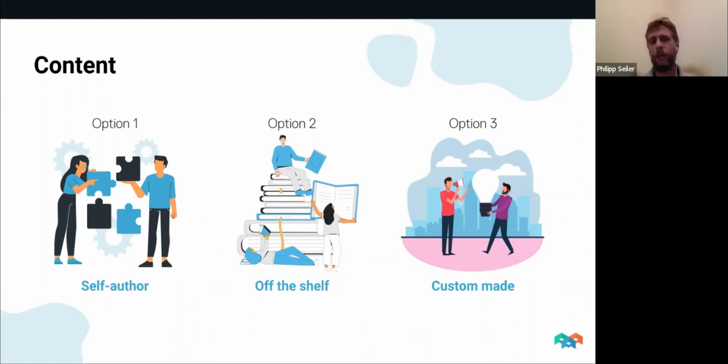Probably out of all of them, custom made is most likely the most expensive, least flexible, most time consuming. Off the shelf is certainly the quickest. You can just buy it if they have what you want. Probably on par, maybe slightly more expensive than a self-authoring platform. But with the platform, you get that almost infinite flexibility. So that's content. Let's move on to what's next.